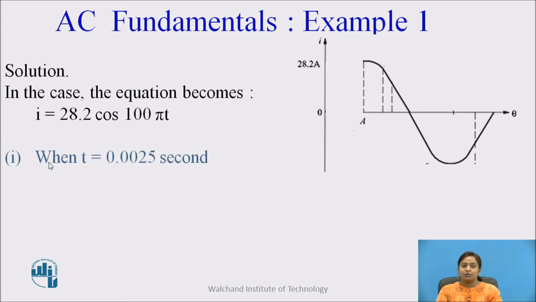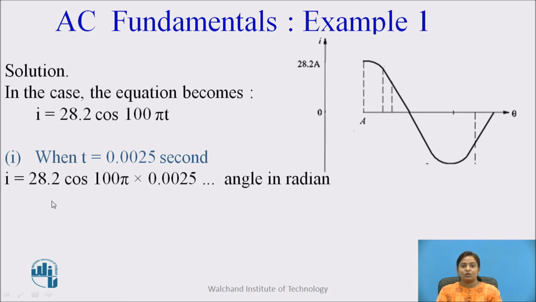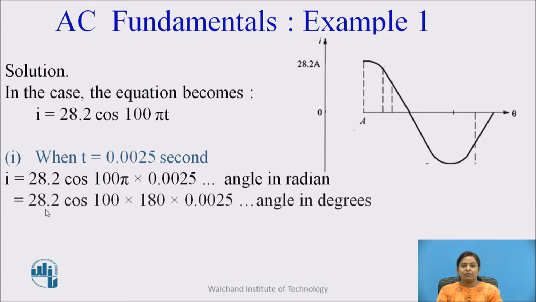Then in the question we have to find the value of i at time t = 0.0025 second. Putting this value of time in this equation, we get the value of i. If the angle is in degrees, then it is 28.2 cos (100 x 180 x 0.0025), and if we substitute all these values and simplify, it is equal to 20 ampere. We can say this point is B.